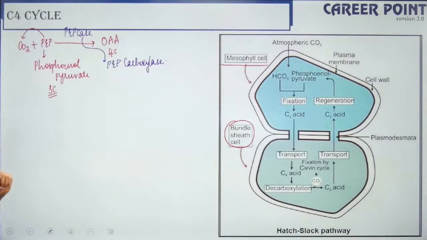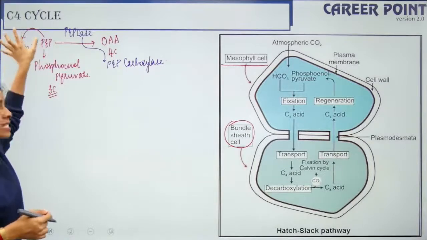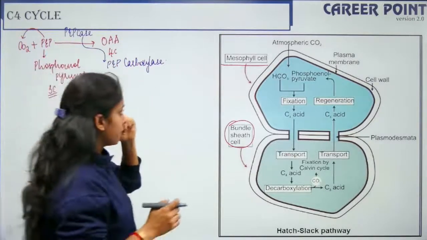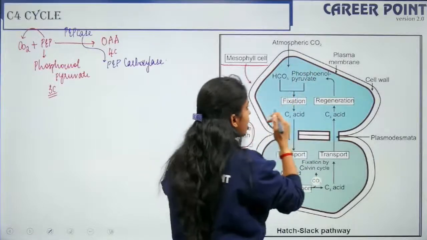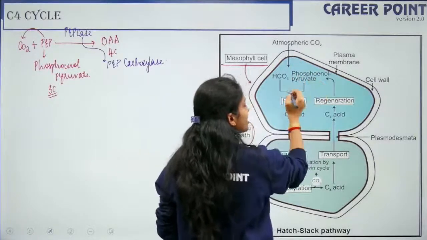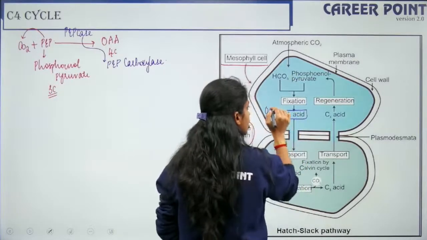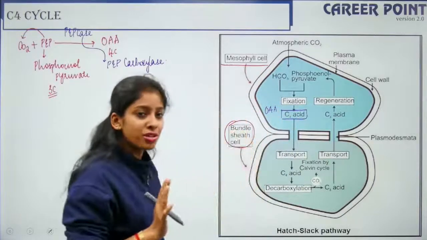So this is the enzyme that is used in the conversion of carbon dioxide in C4 plants to oxaloacetic acid. This is the first step, right? So your atmospheric carbon dioxide is coming, and your phosphoenol pyruvate is fixing it. It forms the C4 acid. So the C4 acid is your oxaloacetic acid. All this is happening in the mesophyll cell.